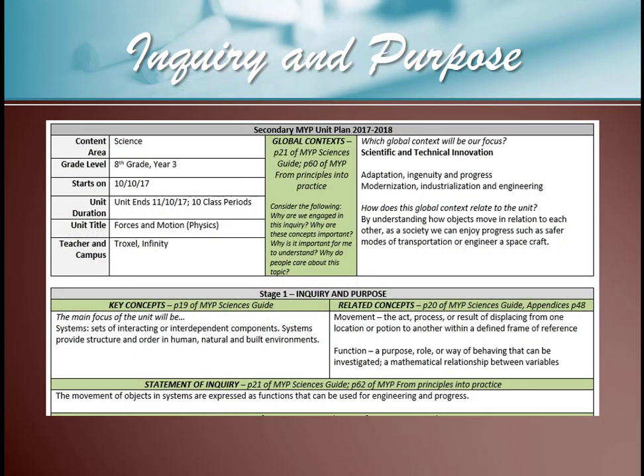Your physics unit should take approximately 10 class periods, and that's if you include the GRASPS assignment and the unit assessment at the end. The key concept for physics would be systems, and our related concepts are movement and function. With systems, we're talking about interacting components, with movement, of course, we're talking about motion, and with function, we're talking about the math portion of things. So our big ideas will directly relate to those related concepts. The statement of inquiry for physics is: the movement of objects and systems are expressed as functions that can be used for engineering and progress.